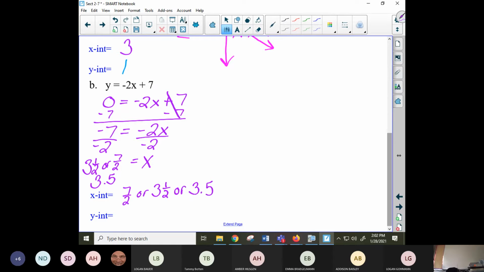Okay. Then when we go to our y-intercept again, what happens with that is we let our x equal 0. So this crosses out, so can you tell right away what y would equal? 7. Yeah, because this would be -2 times 0. And anything times 0 is 0. 0 plus 7 is 7.